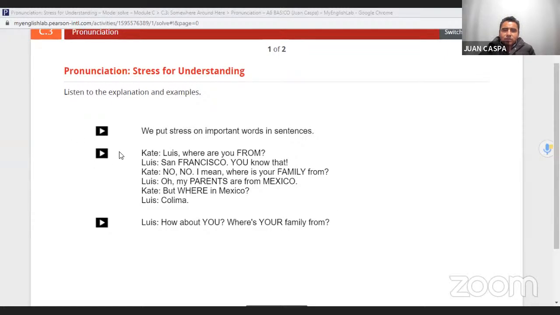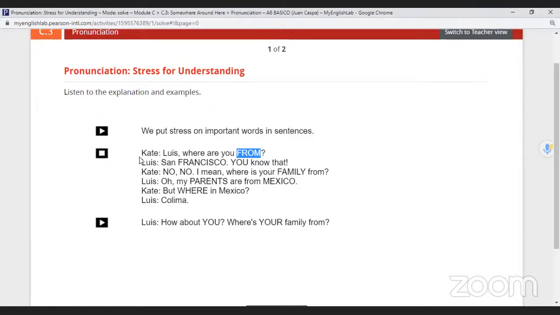I don't know if I explained this one, but where are you from? The most important words are highlighted, right? Luis, where are you from, for example? San Francisco. You know that. No. I mean, where is your family from? Oh, my parents are from Mexico. But where in Mexico? Colima. How about you? Where's your family from?